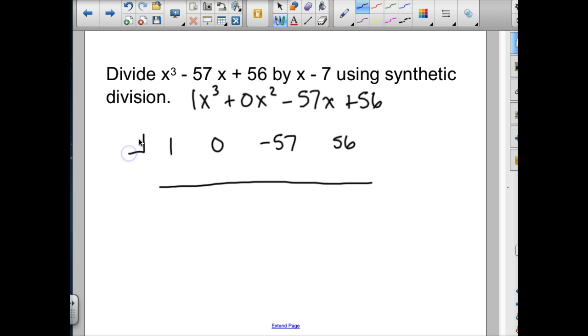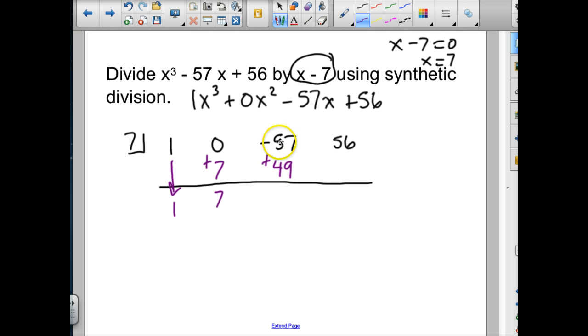And then what are we going to put out here in this little box? Remember what we do. We solve this for x. So what would x equal? Adding 7 to both sides, you get 7. So we're going to put a 7 out there. Here are the steps. You drop the first number down. Multiply 7 times 1. The answer goes here. You add those two together. Your answer goes there. Repeat step 2. Multiply 7 times 7. You get 49. You add those together. Negative 57 plus 49, negative 8.